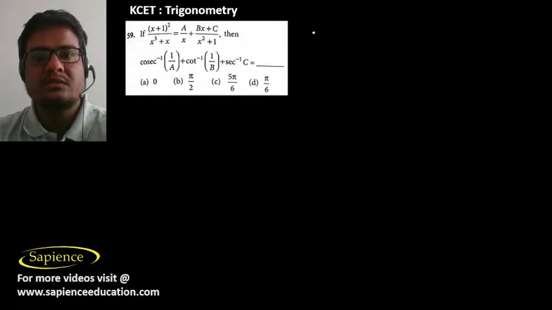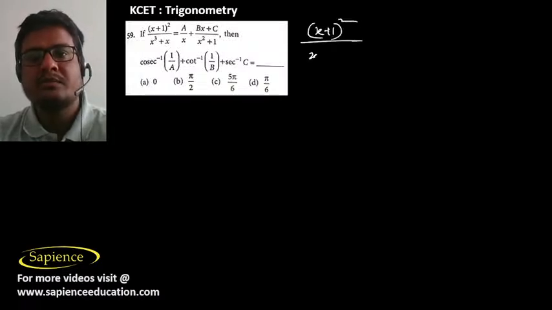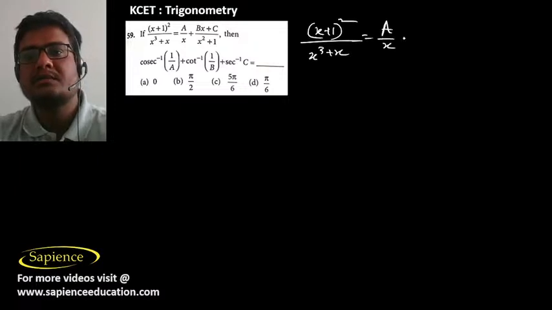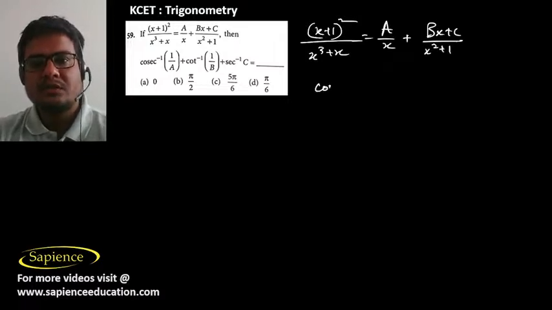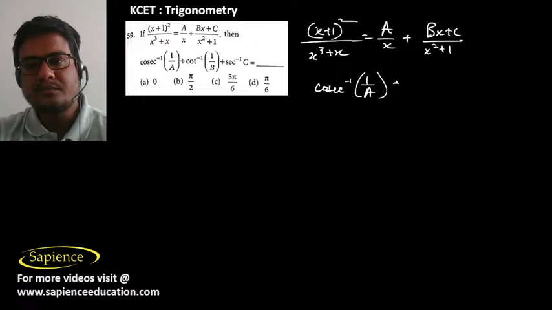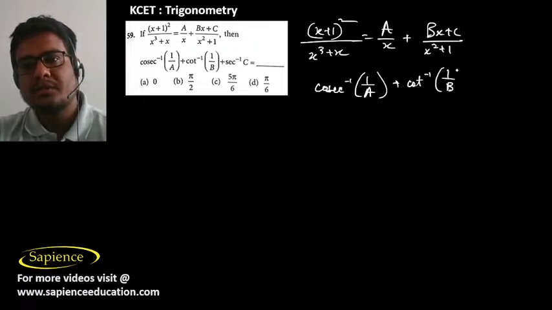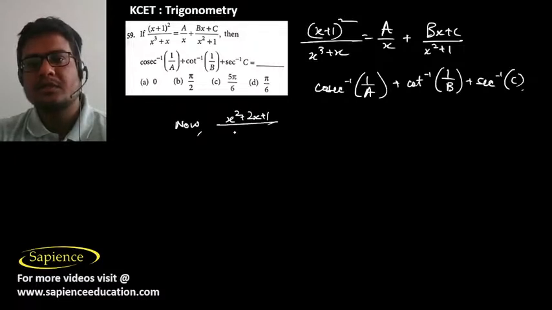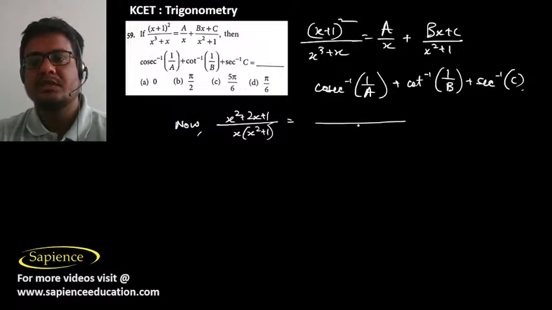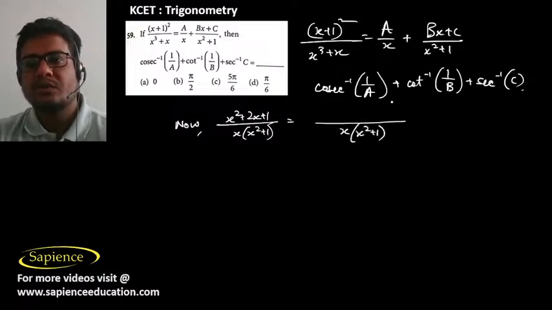Then it is told here that question number 59, that is (x plus 1) whole square by (x cube plus x) is equal to a by x plus (bx plus c) by (x square plus 1). Then we have to find cosec inverse 1 by a plus cot inverse 1 by b plus sec inverse c. So now we can write this as (x square plus 2x plus 1) by x into (x square plus 1), that is equal to, you can also take the LCM of the denominators on the right hand side. So that is x into (x square plus 1), then a into (x square plus 1) plus (bx plus c) into x.